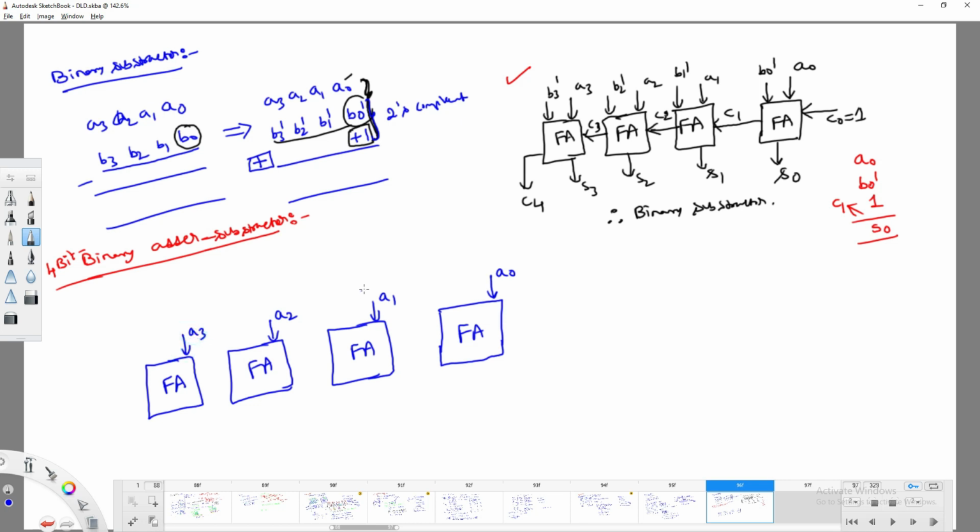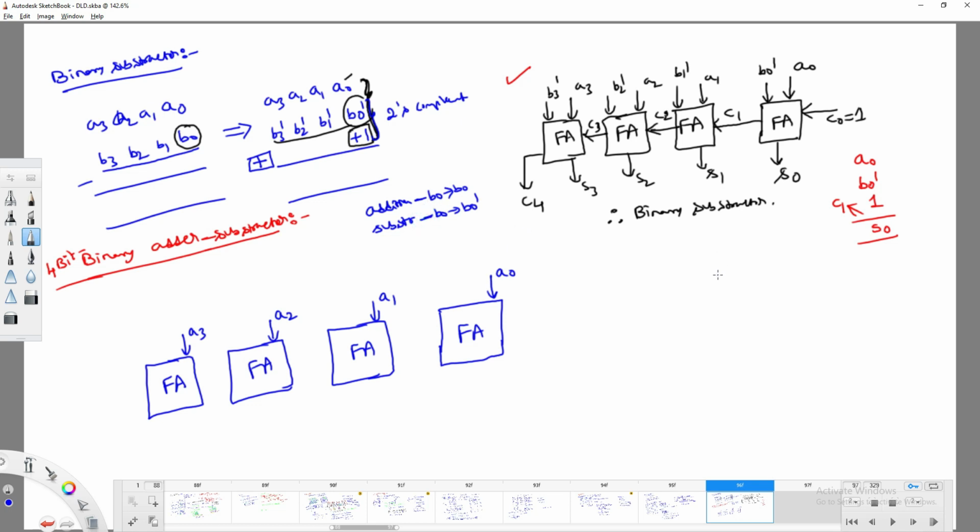But try to observe: if we are going to give addition as the requirement, B naught should remain as B naught. But when we are going to perform subtraction, B naught should be B naught complement, right? So where can I get this kind of requirement?